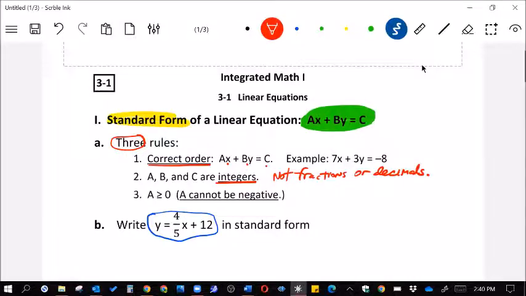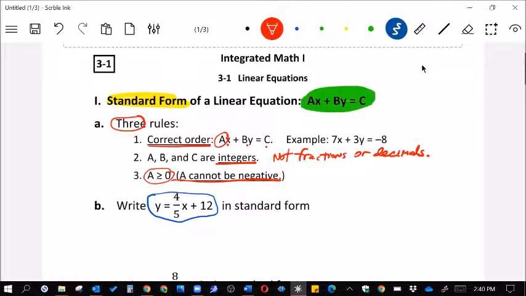The third thing is that the first one, a, cannot be negative. This is the math way of saying greater than or equal to 0, but it cannot be negative. If it is, you have to multiply every term by -1 or divide every term by -1 in order to make the a positive. The other ones can be negative, but not the a.